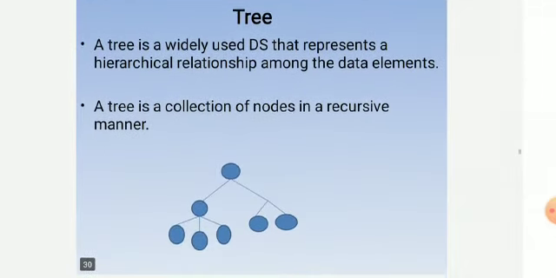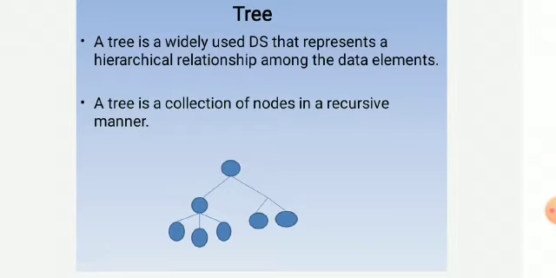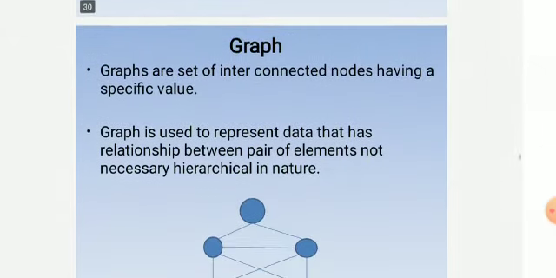So what is a tree? You can see in this figure. A tree is a widely used data structure which represents a hierarchical relationship among the elements. A tree has a root and leaves. So a tree is a collection of nodes in a recursive manner. This is the figure for the representation of a tree.